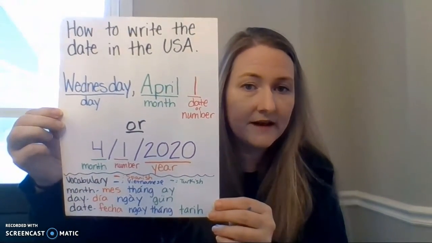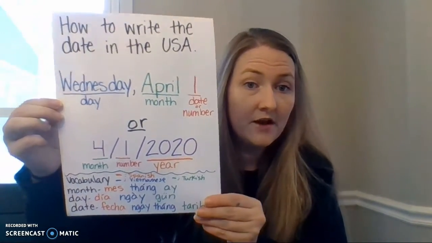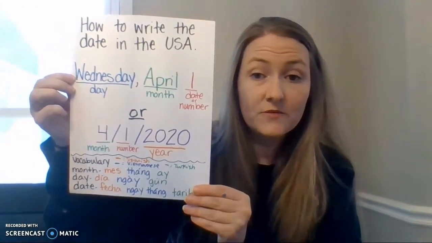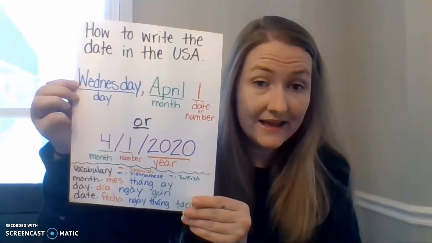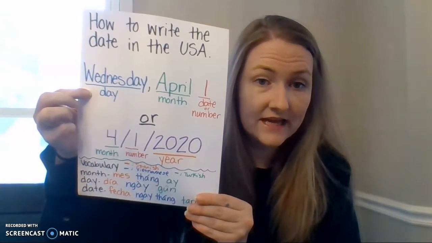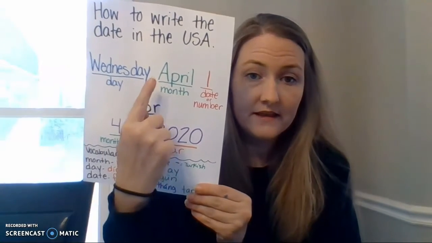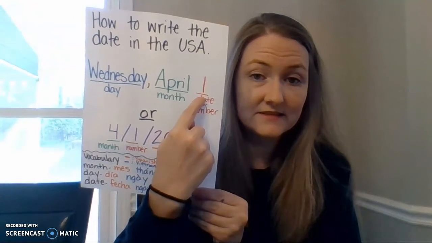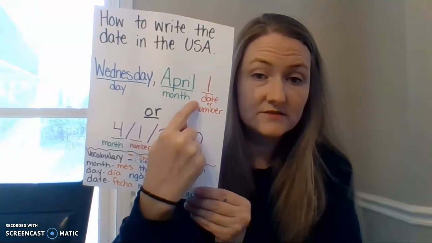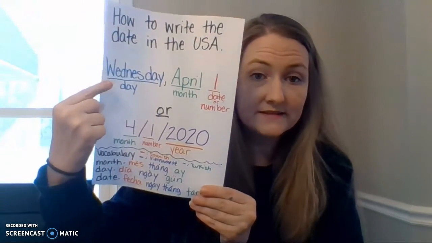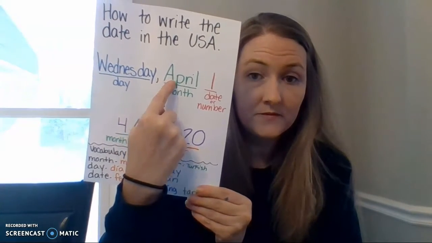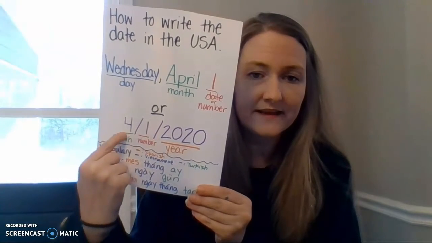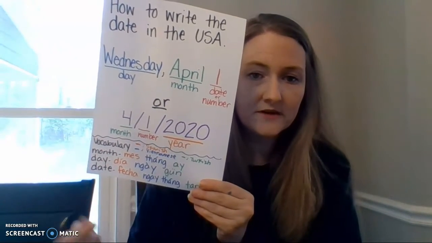So here's how to write the date in the United States. First we start with the day. If we write it with words, we start with the day. So like today is Wednesday. See how I have day here? Then it's April, the month, and then we go with the date or the number. So today is Wednesday, April 1st.